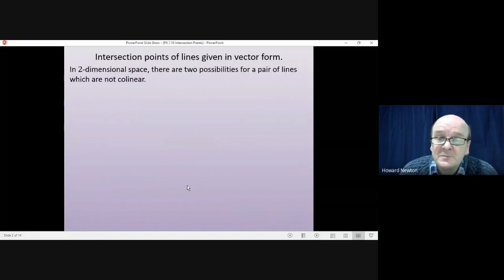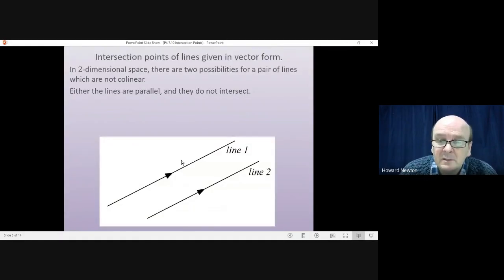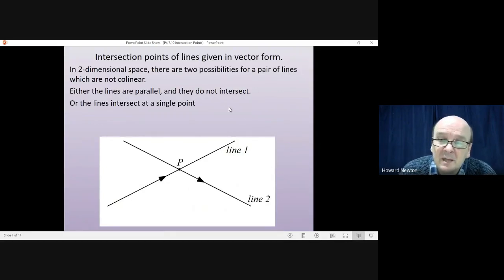In two-dimensional space, there are only two possibilities for a pair of lines which are not collinear. They're not exactly the same line. Either those lines are parallel to each other, and they do not intersect, and you'll have something like that, or the lines are not parallel, and they do intersect at a single point, and you'd have something like that.